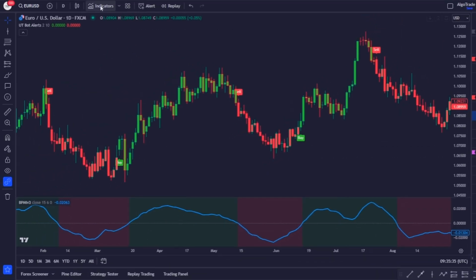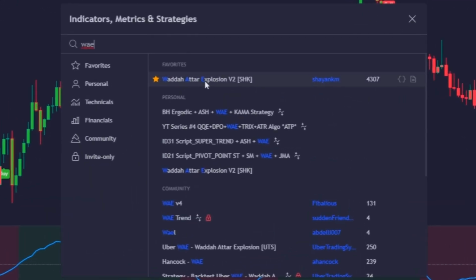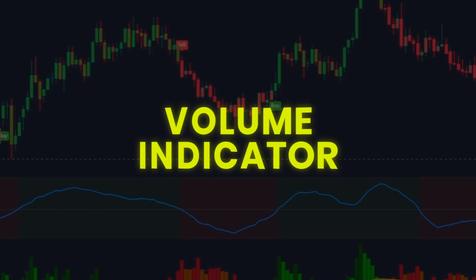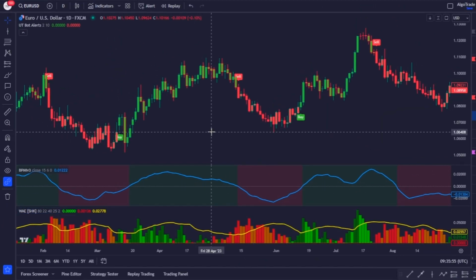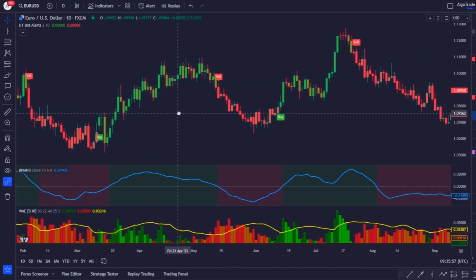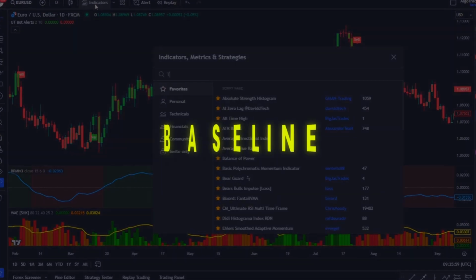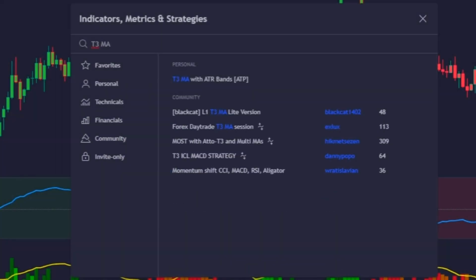After that, let's insert again the Water explosion, which is also the volume indicator of this strategy, but the settings are different. You should insert 80 on the sensitivity, 22 on the fast EMA length, 40 on the slow one, 25 here, and you can let the value 2 here. And now for this unique strategy we also need another indicator called baseline, which is the T3MA.